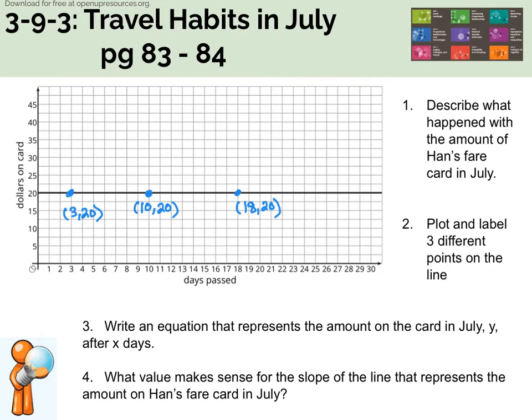All right, here are the 3 points I decided to pick. I got (3, 20), (10, 20), and (18, 20). Why did I decide to do that? Those were just the ones I decided to pick.